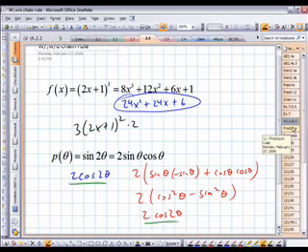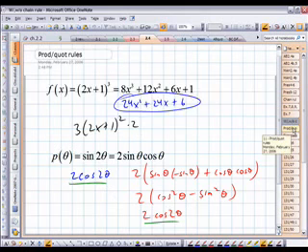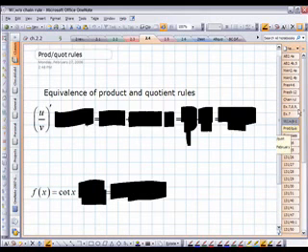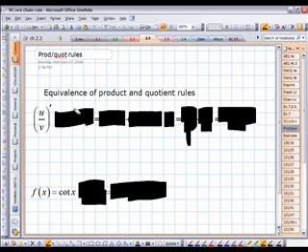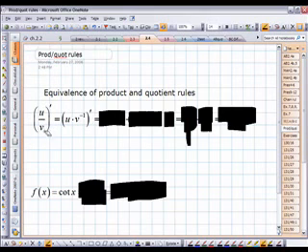In this problem over here, I'm showing the equivalence of the product and quotient rules. So what you can do is rewrite u over v as u times v to the negative 1. Then we do a product rule with this. So we have derivative of the first times the second plus the first times the derivative of the second. And the derivative of v to the negative 1 is negative v to the negative 2 times v prime by the chain rule. So now we can do this with chain rule.